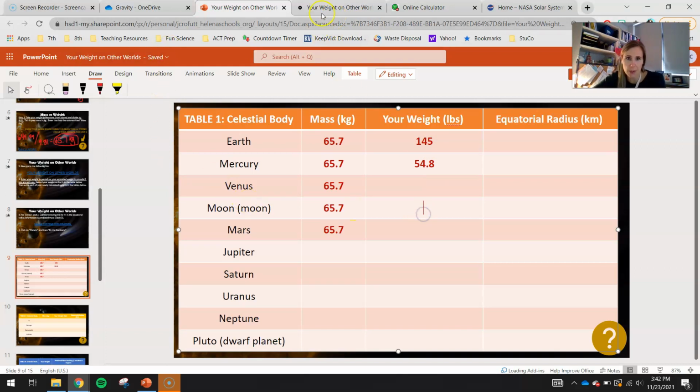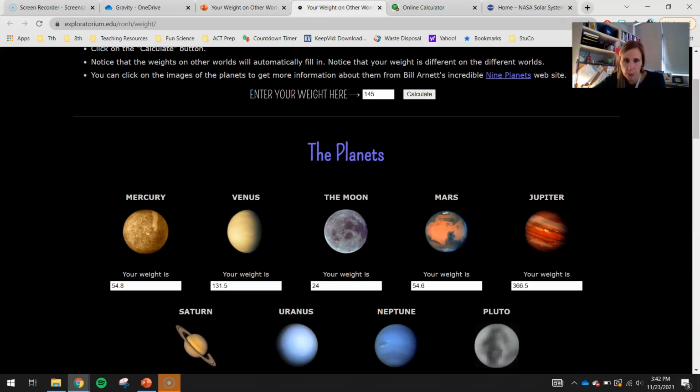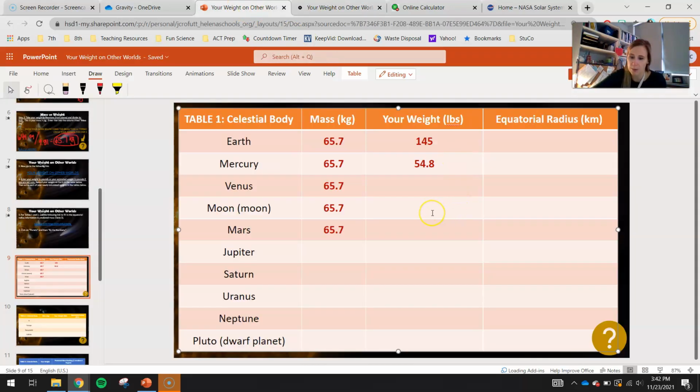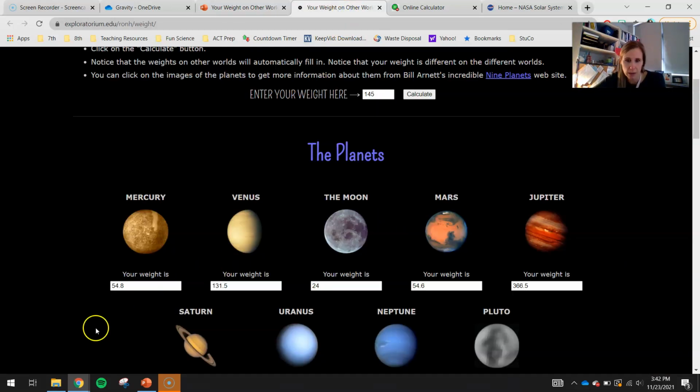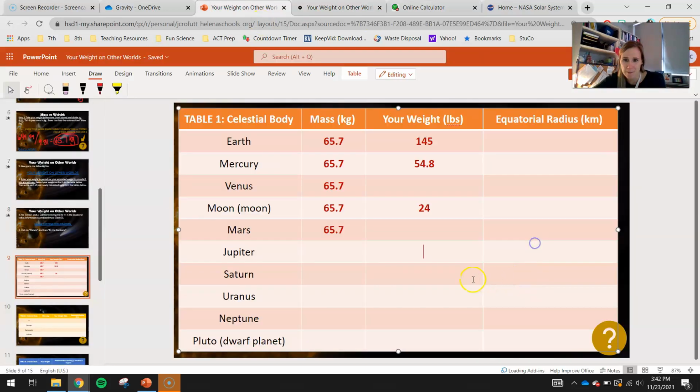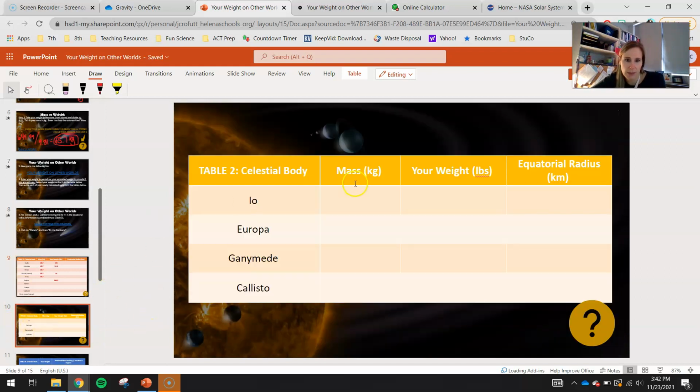Okay, let's take a look at the moon. If I go to the moon, my weight is 24 pounds. I want to go to the moon. Just kidding, that's a little too light. Okay, what about Jupiter? Jupiter's one of our larger planets, so let's take a look at that. If I went to Jupiter, I would weigh 366.5 pounds. So what you will do, using your weight, is go through and fill out this information. Okay, then if we look at the next one, we have the same stuff here.